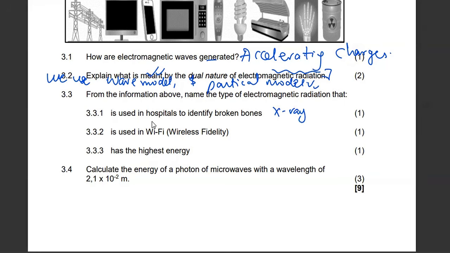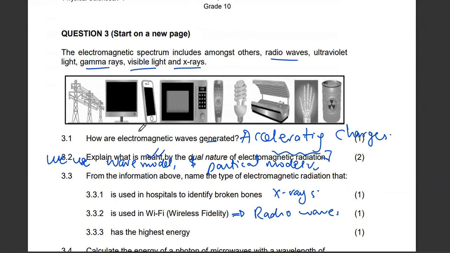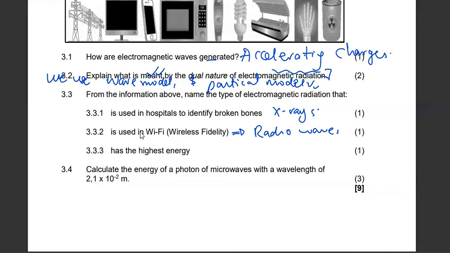So those are basically the X-rays. And then which one is used in Wi-Fi or wireless fidelity? So those are radio waves. Okay, and then which one has the highest frequency? So the highest from what we were given is basically, not the highest energy, not frequency, is basically the gamma rays. All right, then 3.4, calculate the energy of a photon of microwaves with a wavelength of this much.